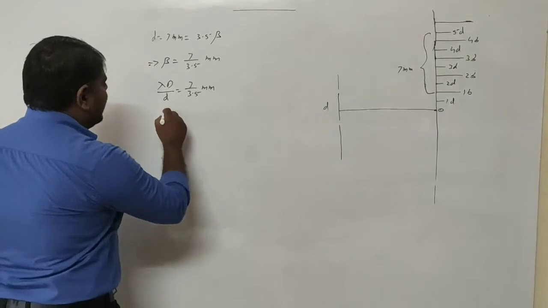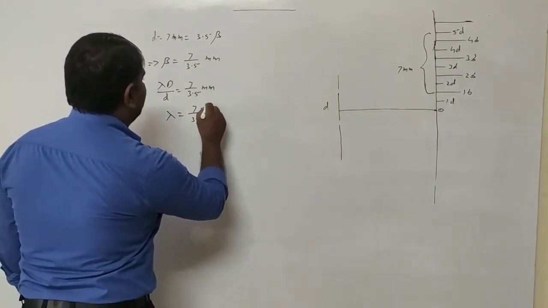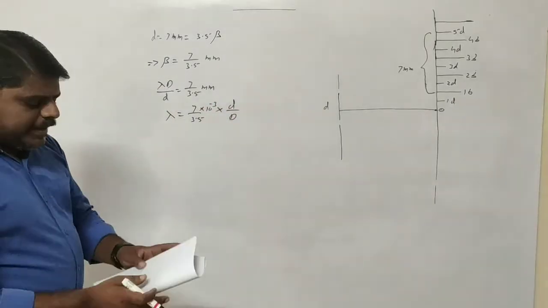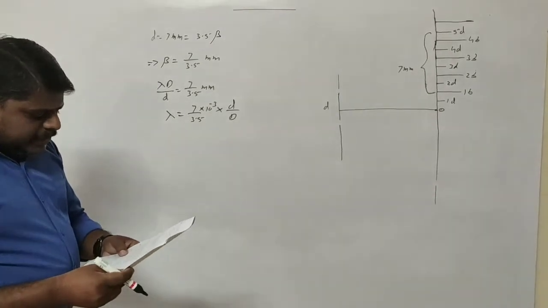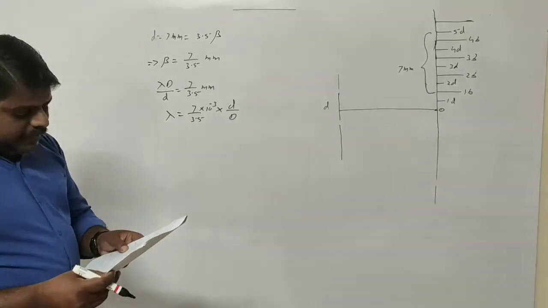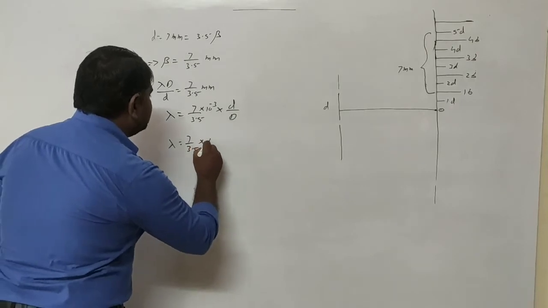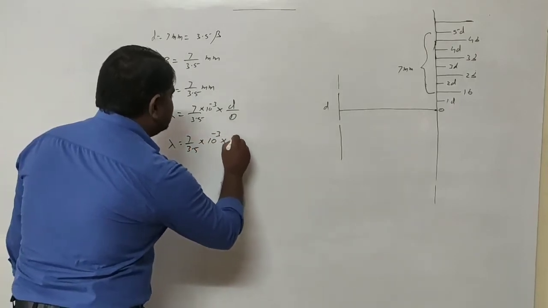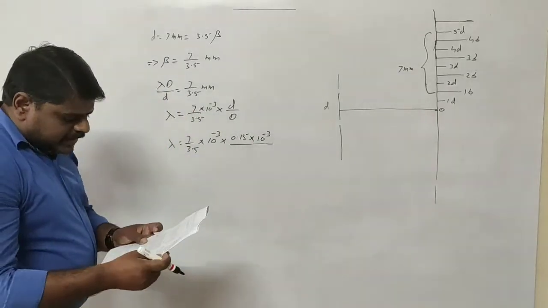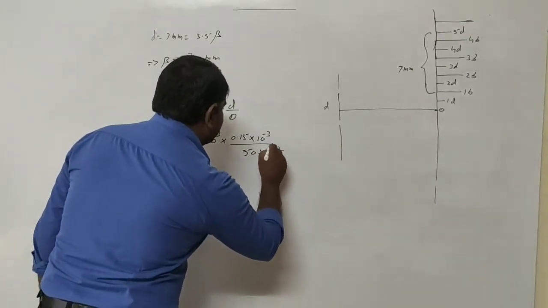What you have to find out is lambda. Lambda is equal to 7 by 3.5 into 10 to the power of minus 3, into small d by capital D. In the problem, both values are given to you. Small d is given as 0.15 millimeters. So lambda is equal to 7 by 3.5 into 10 to the power of minus 3, into 0.15 into 10 to the power of minus 3, divided by capital D, which is given as 50 centimeters, that is 50 into 10 to the power of minus 2.